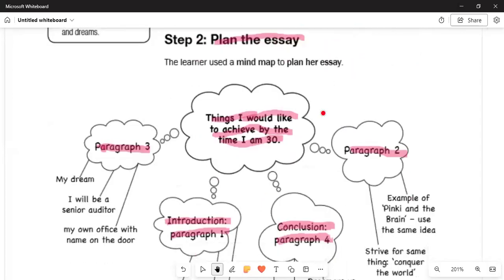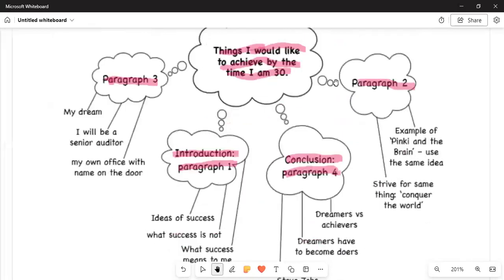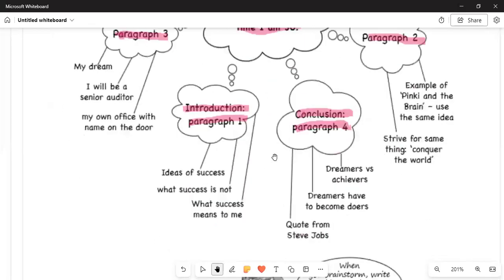So you need to plan the essay, and then the learner may use the mind map. Remember that when you are using the mind map, you need to organize ideas on what you are going to talk about. So things should be chronological, they should be in order. At the epicenter, we've got the title, things that I would like to achieve by the age that I'm 30. We've got different paragraphs, and paragraph number 1 is the introduction.